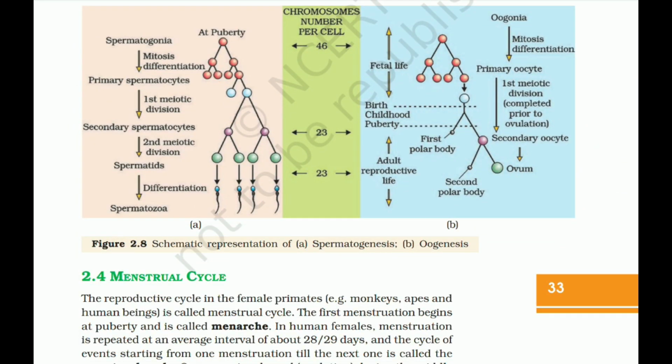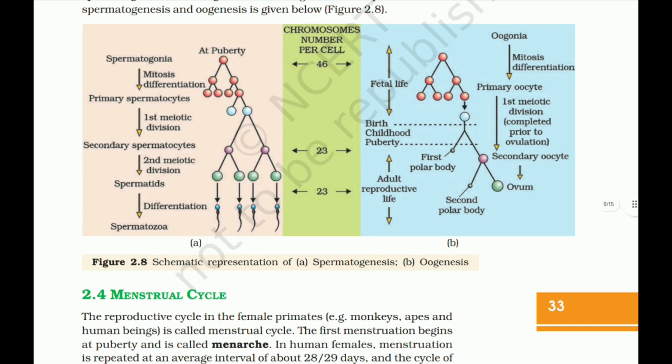Figure 2.8, schematic representation of A. Spermatogenesis, B. Oogenesis. At puberty, spermatogonia, mitosis, differentiation, primary spermatocytes, first meiotic division, secondary spermatocytes, second meiotic division, spermatids, differentiation, spermatozoa. Chromosome number per cell: 46, 23, 23. Oogonia, mitosis, differentiation, primary oocyte, fetal life, first meiotic division completed prior to ovulation, birth, childhood, puberty, first polar body, secondary oocyte, ovum, second polar body, adult reproductive life.